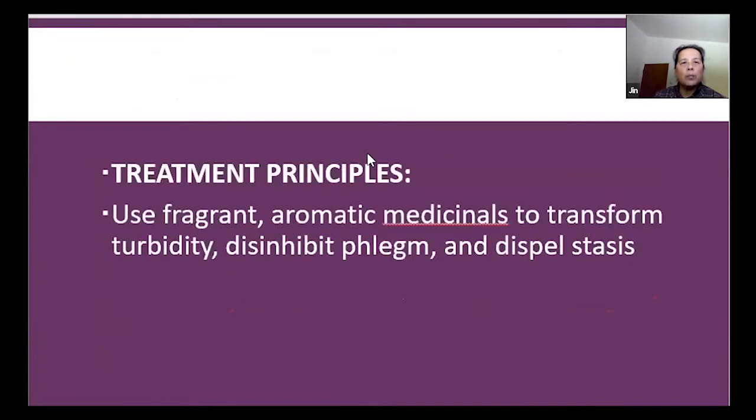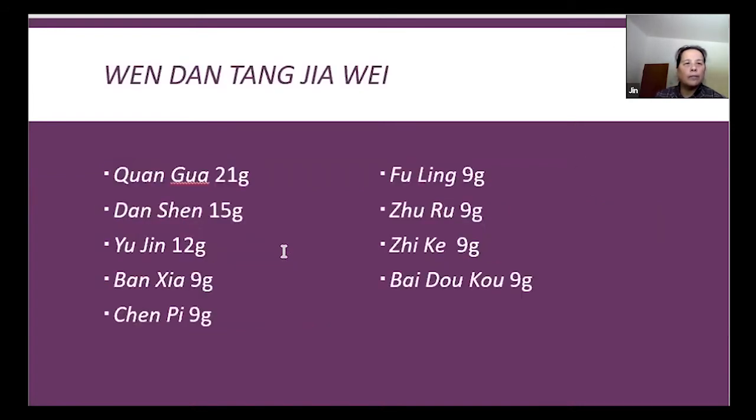So the treatment principle, if we use herbs, we use aromatic kind of herbs that are more moving and transforming phlegm or dampness and removing stasis. The formula we use is 温胆汤 plus. That's mainly a formula to resolve phlegm.